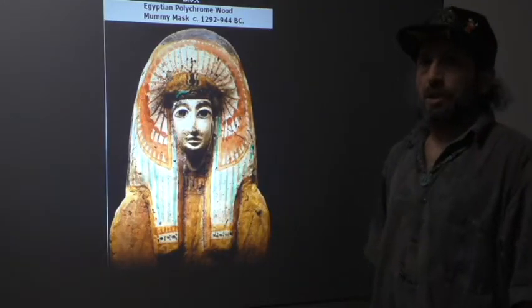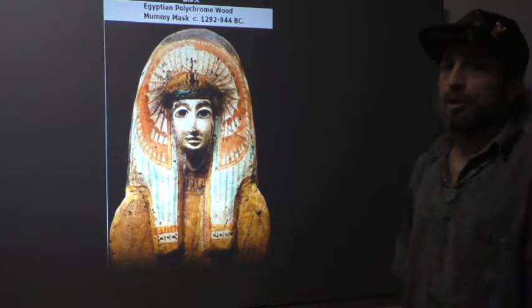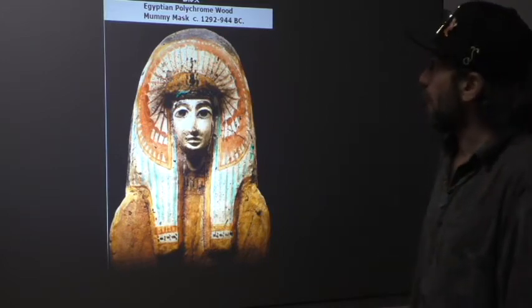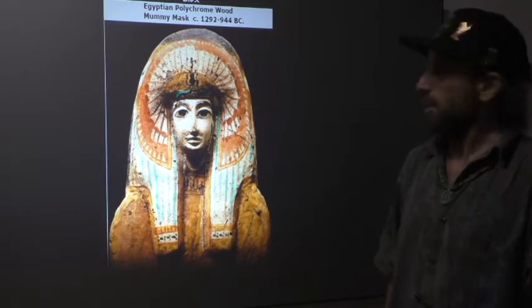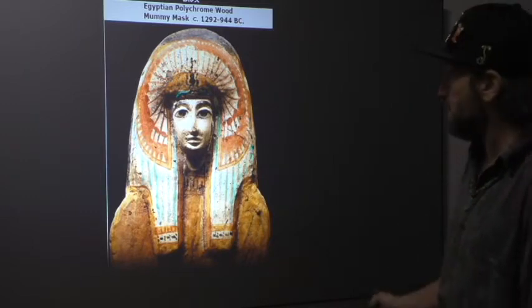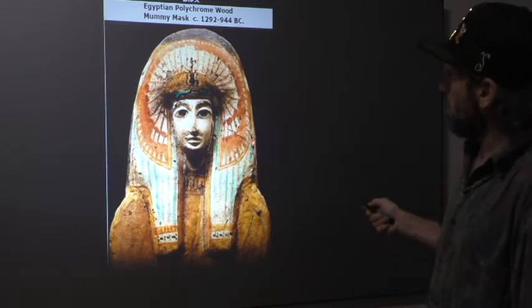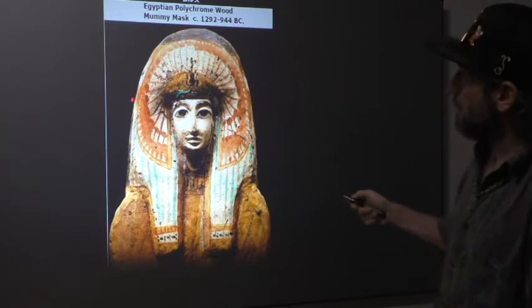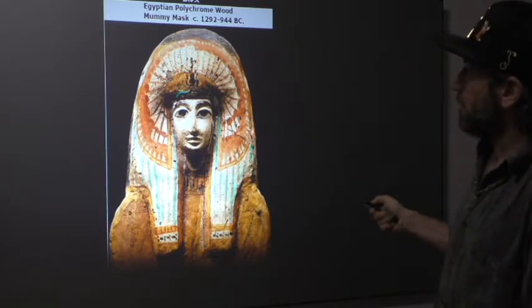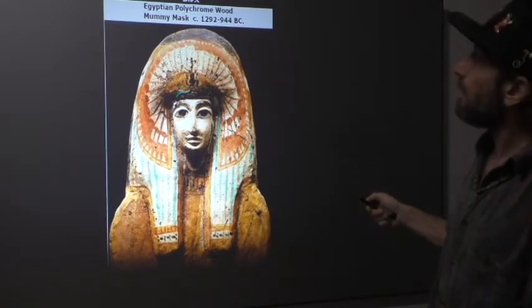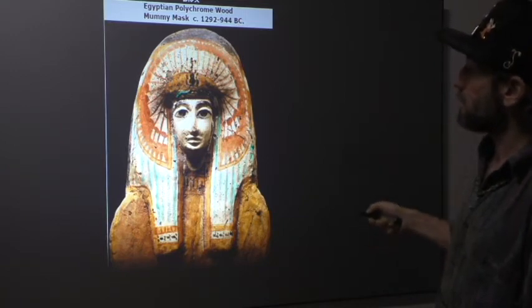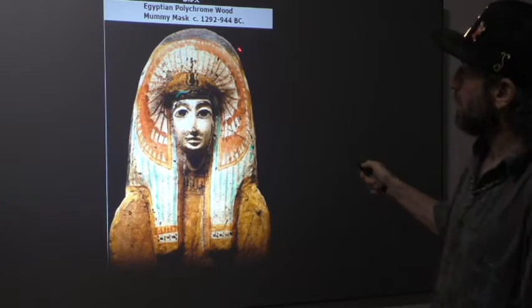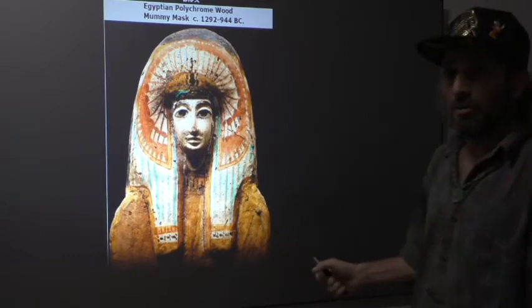The mushroom design of the Egyptian pharaoh and the headdress becomes a little bit more apparent when we look at this Egyptian polychrome wood mummy mask from 1292 to 944 BC. All around the head right here, that is definitely the mushroom ridging. And down here we can see this middle section becomes the stem. That's very clear. It's really cool.